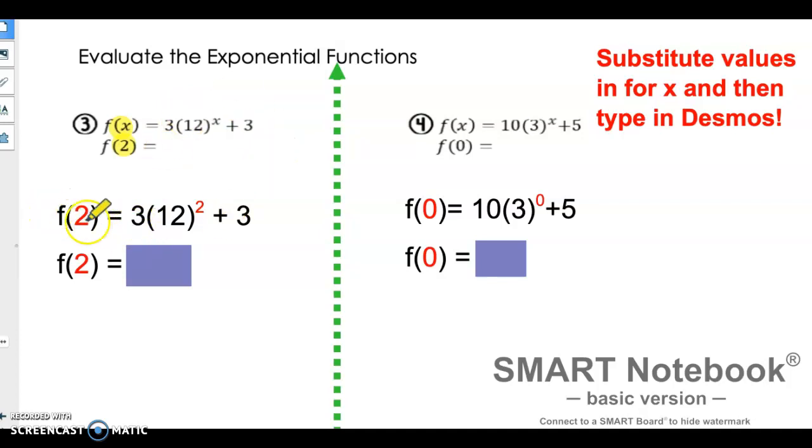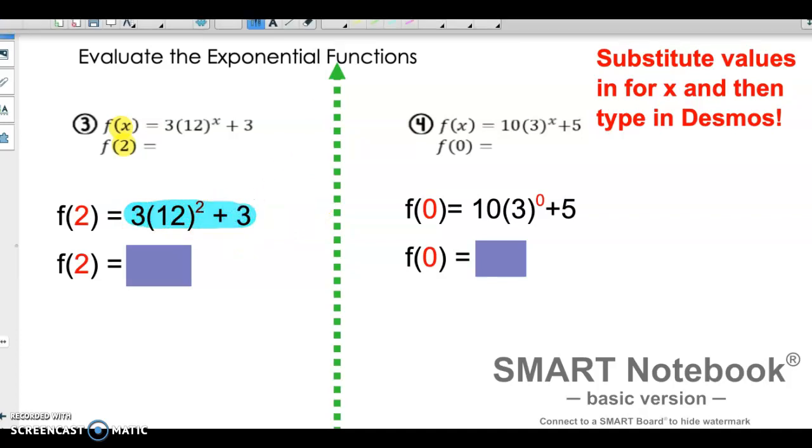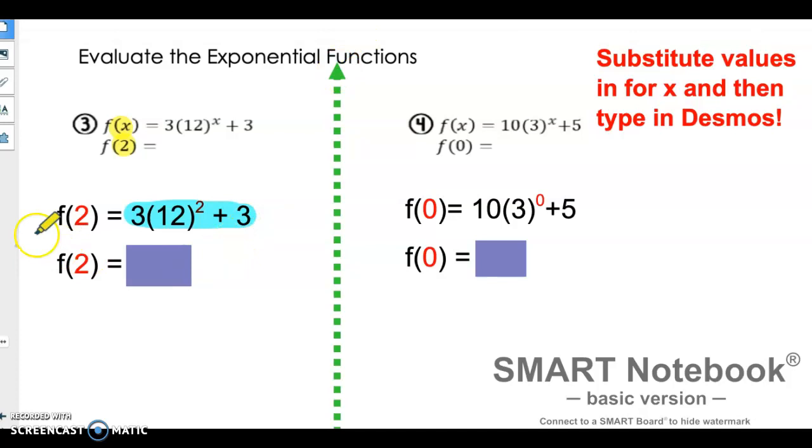So our function evaluated at 2 is equal to 3 times 12 squared, because we're putting a 2 in for x, plus 3. Then once you substitute values in for x, you're just going to type this right-hand side of the equation into Desmos. You do not have to type in f of 2 equals. You're just going to leave that there.